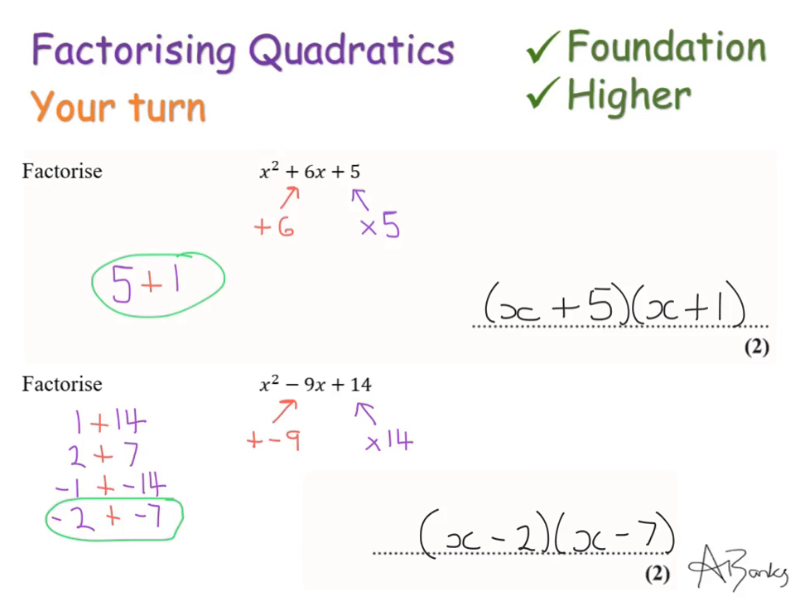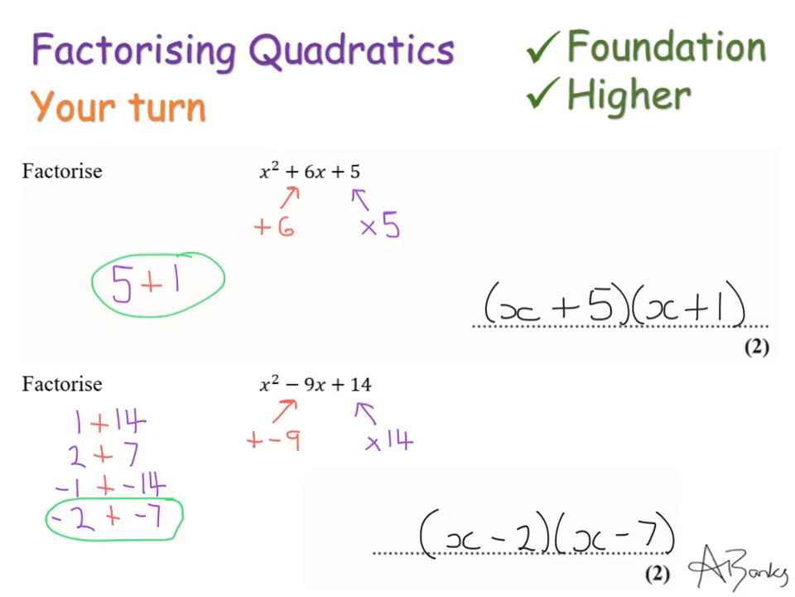Here are the full worked solutions. I deliberately picked the first one because it's one that students often look at and just think, oh, the answer's 3 and 2. It just sort of jumps out at you, but we've got to be really careful. We're looking for numbers that multiply to make 5 and add to make 6. So the actual answer is 5 and 1.